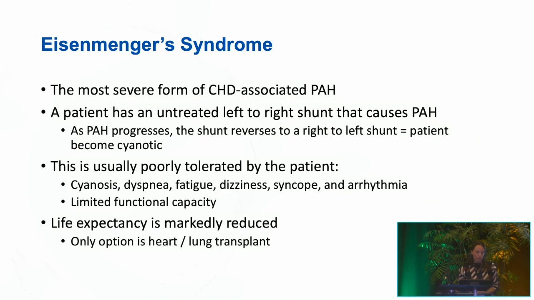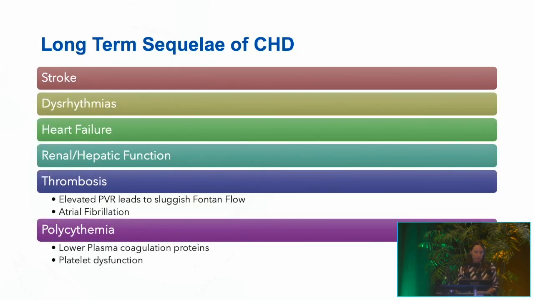And ultimately, the end result is Eisenmenger syndrome, which is irreversible. It's very poorly tolerated and usually has a poor prognosis, leading to cyanosis, fatigue, limited functional capacity, and your only option is the heart-lung transplant. Long-term sequelae: stroke, dysrhythmias, heart failure, renal and hepatic dysfunction.